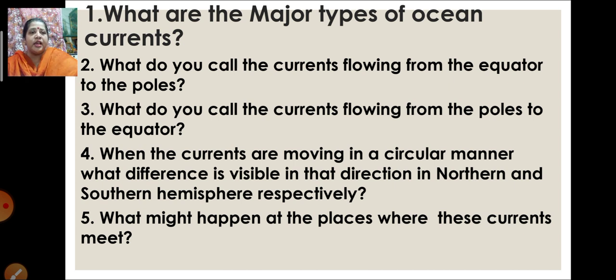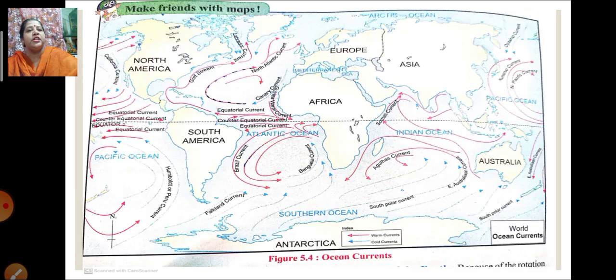When the currents are moving in a circular manner, what difference is visible in that direction in the northern and southern hemisphere respectively? Now if you see this map properly, what differences do you see in the currents which are flowing in the northern and the southern hemisphere? What is the difference over here? Okay, you can see when they are moving in a circular manner, what difference can you see between the currents in the northern hemisphere and the southern hemisphere?